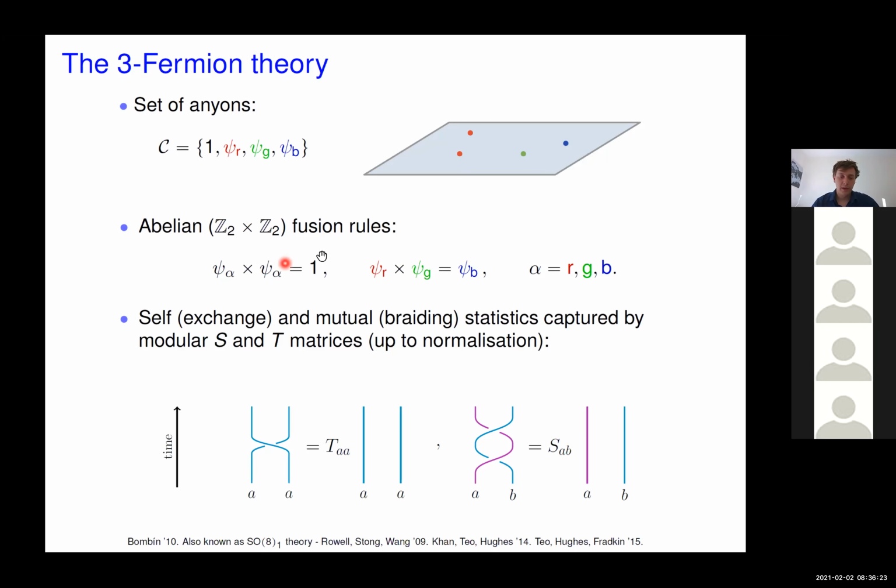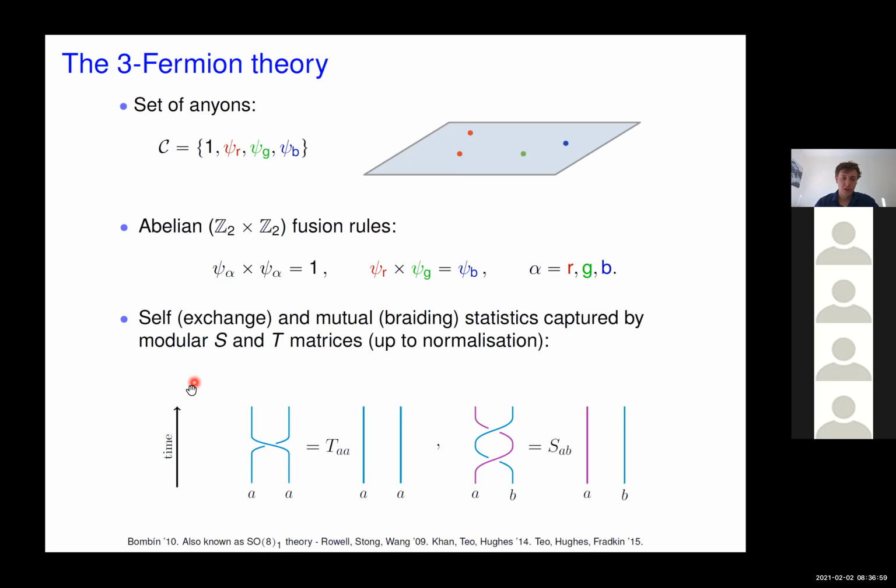So these particles have very simple abelian fusion rules, meaning if we know the particles that go into the fusion, we can uniquely determine the outcome. And so in this case, every particle is its own antiparticle. So if we take 2 like particles, they fuse to the vacuum. And then 2 distinct fermions produce the 3rd non-trivial one. So for example, here we have red fuses with green to give blue. And these fusion rules are really just the group operation of the Z2 cross Z2 group. So they're very simple. So simple fusion rules, how about braiding?